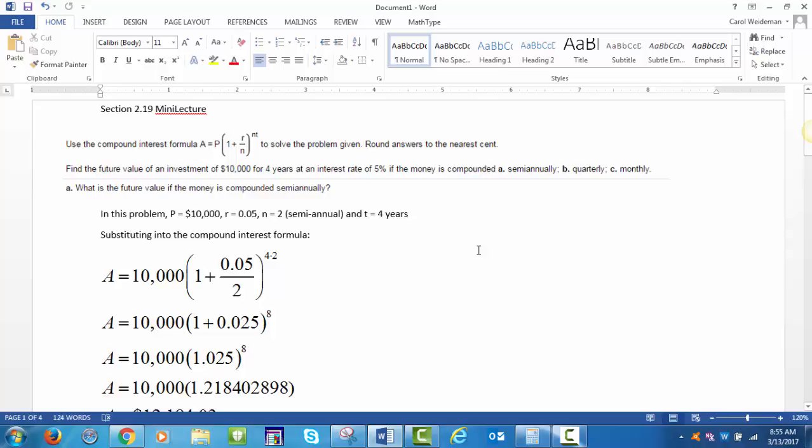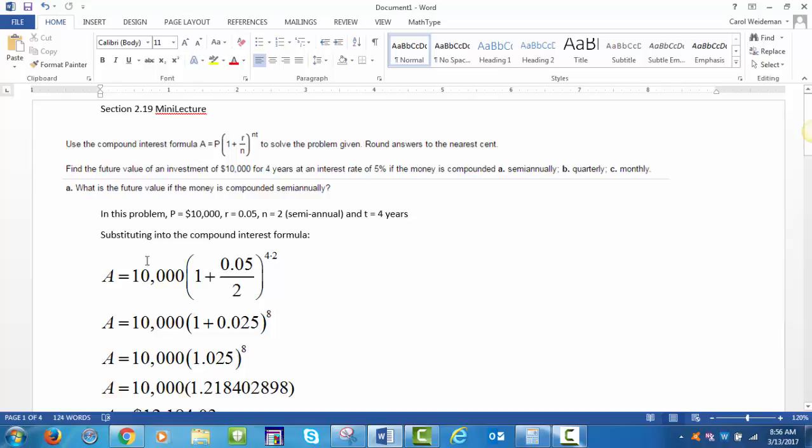So the first one is a compound interest question, and they provide the formula for you in the problem. In this particular case, we want to find the future value of an investment of $10,000 that's invested for 4 years, interest rate 5%, and first we'll do compounded semi-annual, which means twice a year. So in part A, the principal is $10,000, the interest rate is 0.05, n is 2, the number of compounding periods per year, and we're doing it for 4 years.